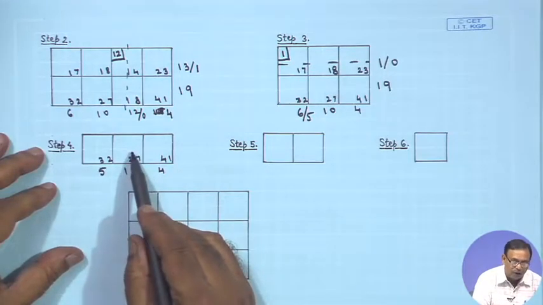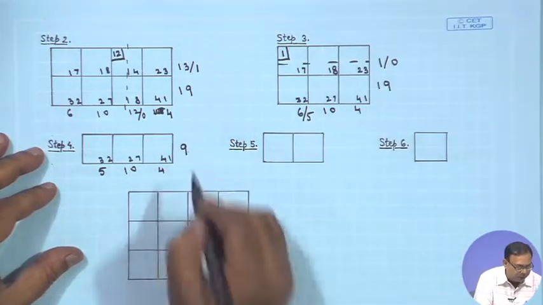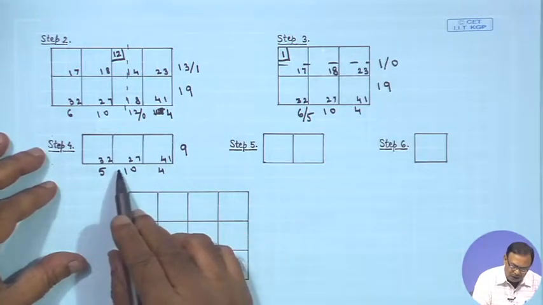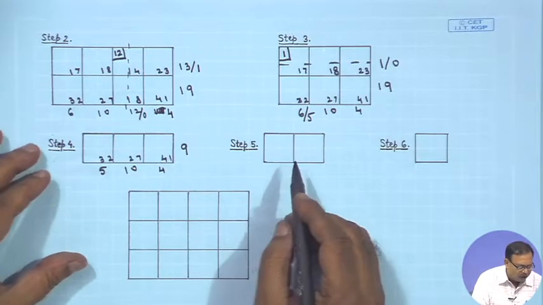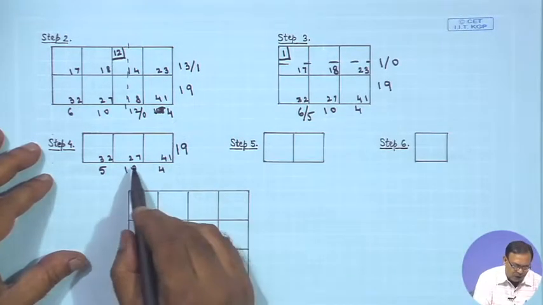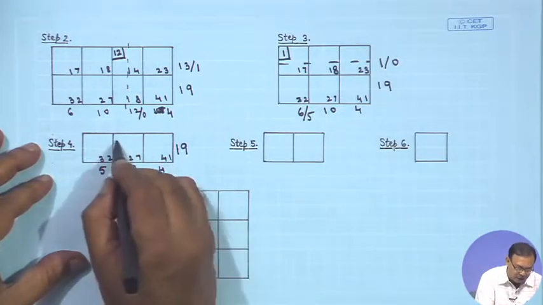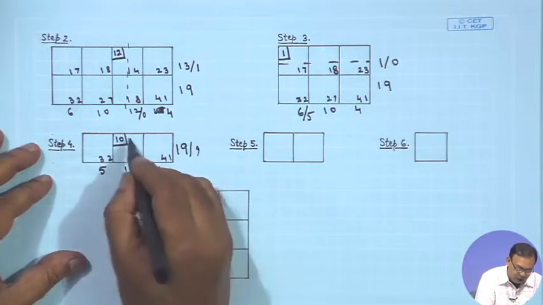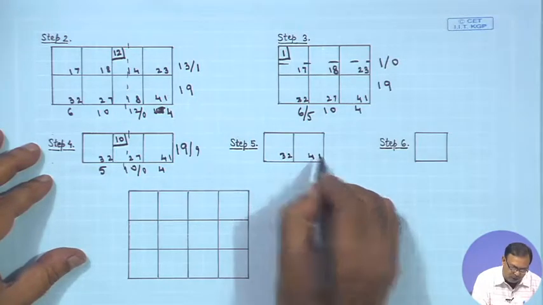The minimum is coming on the second cell. Since it is 13, 27 and 41, here it is 19. So, in step 4, the minimum is the second cell, 27, and the minimum of 10 and 19 is 10. So, you allocate 10. This will be 0, this will be 9, so this row will be removed. In the next stage you will have only 32 and 41.